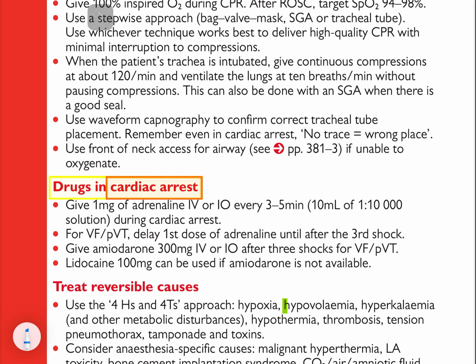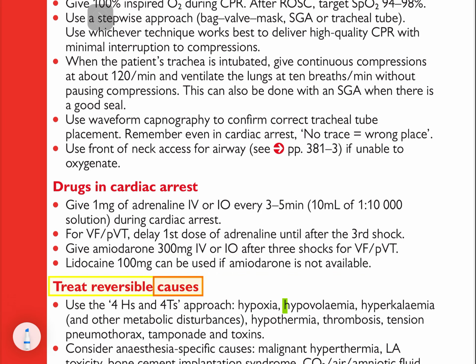Drugs and cardiac arrest. Give 1 mg of adrenaline IV or IO every 3-5 minutes, 10 ml of 1:10,000 solution during cardiac arrest. For VF/PVT, delay the first dose of adrenaline until after the third shock. Give amiodarone 300 mg IV or IO after 3 shocks for VF/PVT. Lidocaine 100 mg can be used if amiodarone is not available.